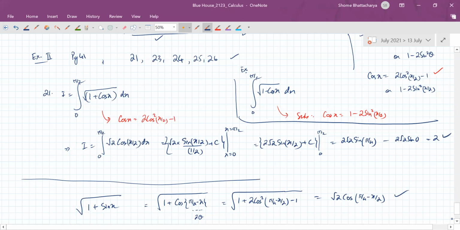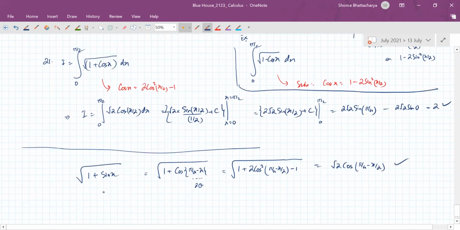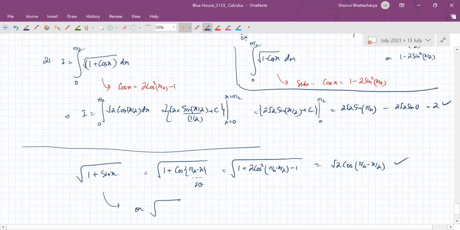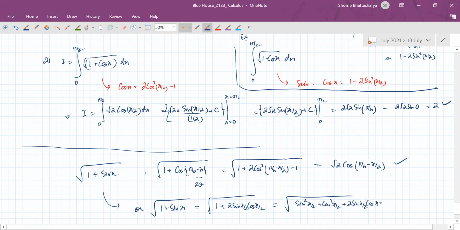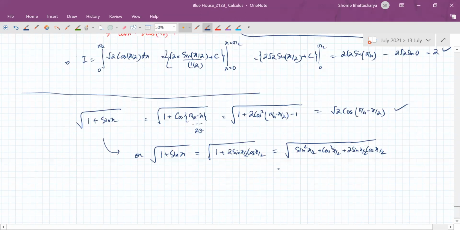That's one option we have. Another option we have is that we can also write this as this, okay, and then we can expand the 1 as sine square x by 2 plus cos square x by 2. So these are a few more manipulations of the similar type.